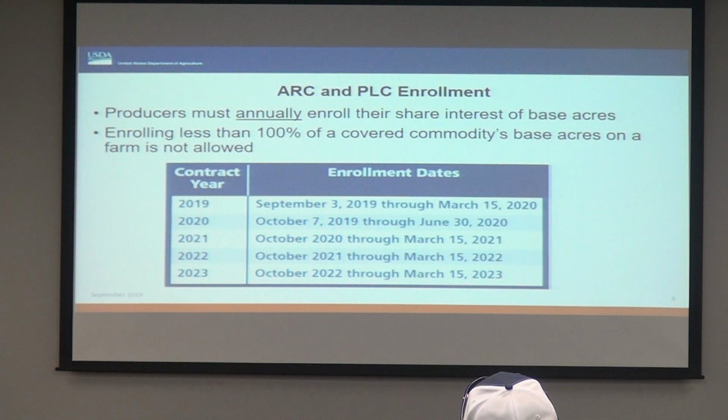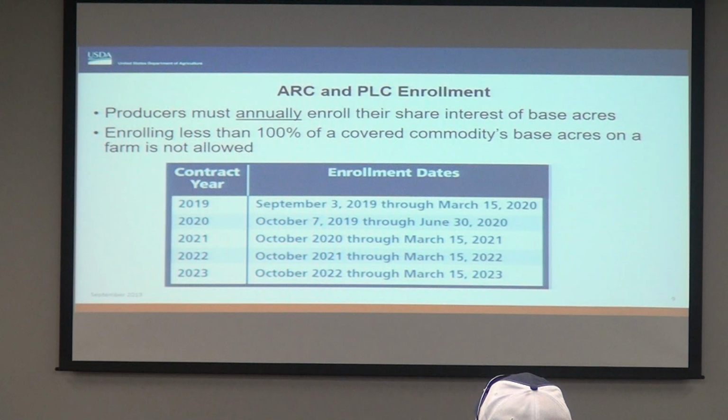And the enrollment, now that was the election part I talked about, which program the covered commodity is going to go in. Now you have to come in annually and enroll, do an ARC PLC contract. That's required annually if you have a share interest in the base acres. You must enroll 100% of the covered commodities. If you don't, then those unenrolled covered commodities will not get a payment.